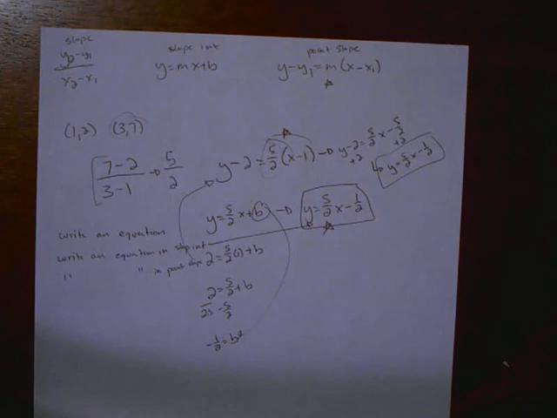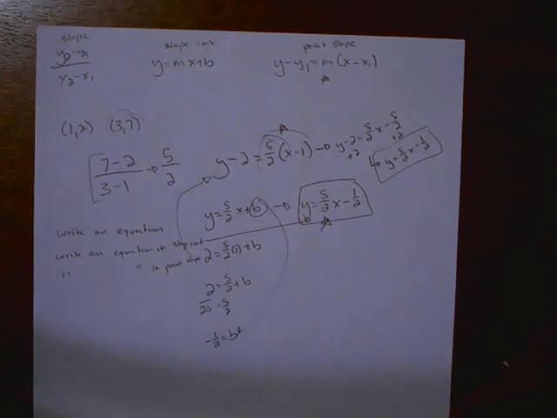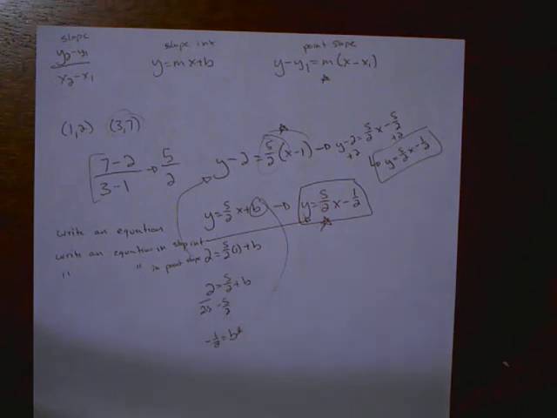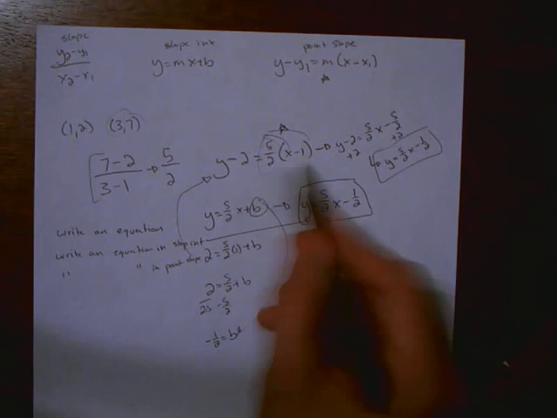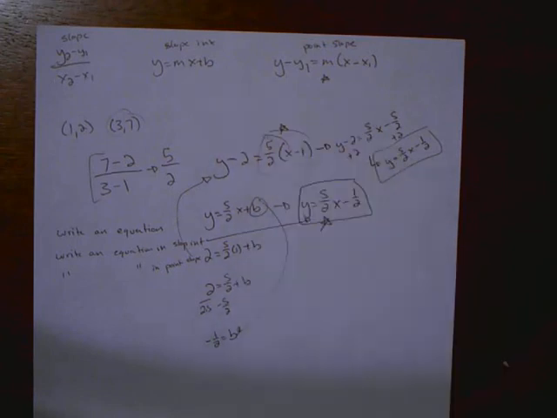It depends on what the question is asking you for. If it's write an equation, you could pick either one, whichever one you're more comfortable with. If it specifies the equation, you need to have it in that specific equation. This is point slope. This is slope intercept. So whichever one they ask you for, that's the one you give it in.